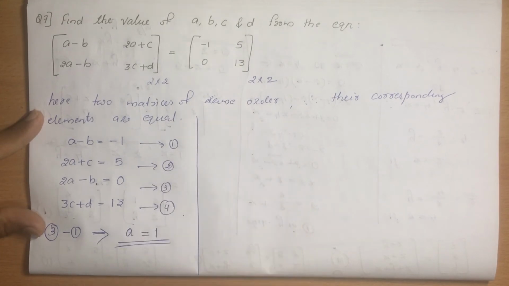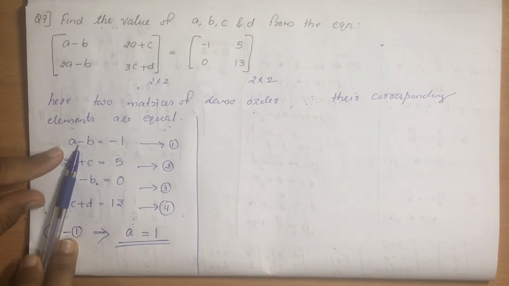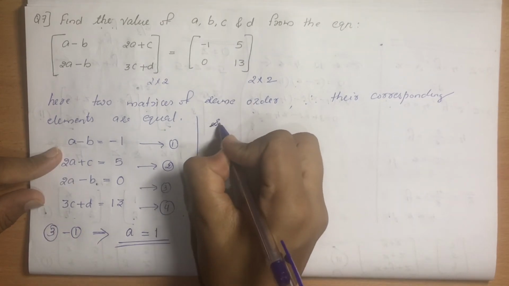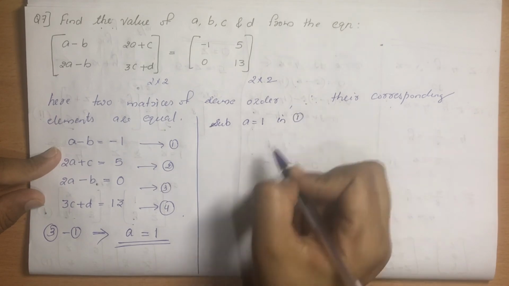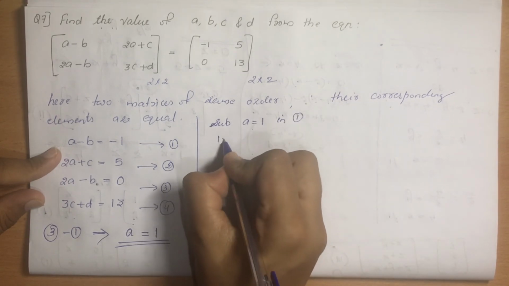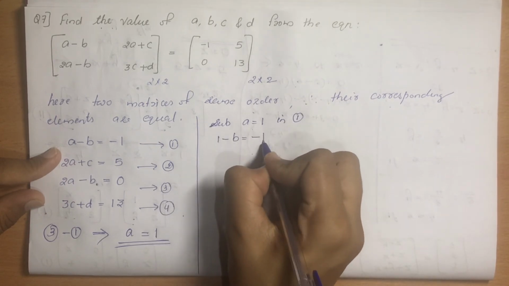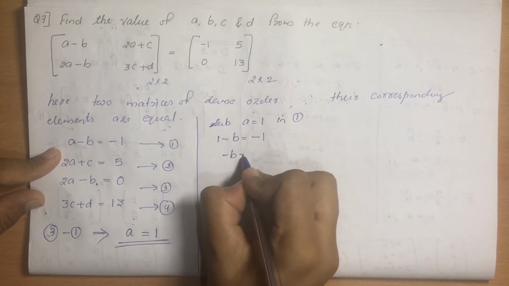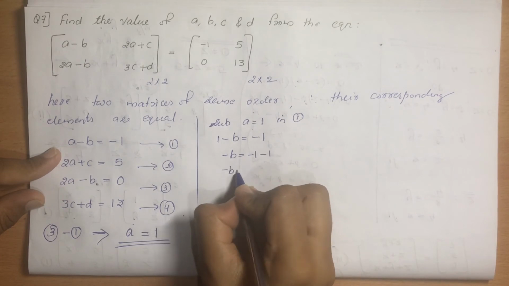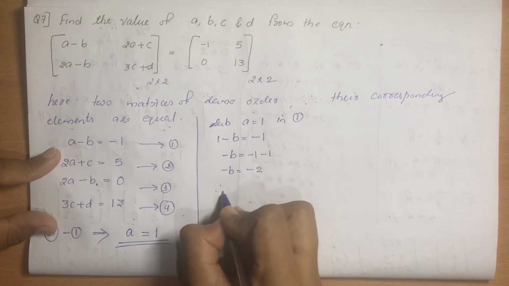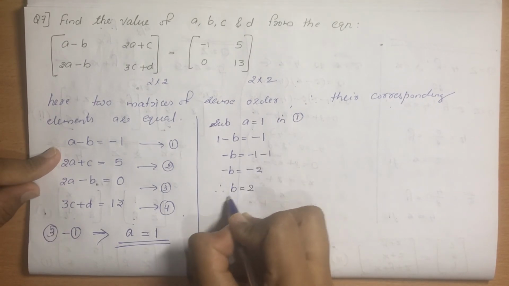If a equal to 1, substituting the value of a in equation number 1, we can find the value of b, right? Substitute a equal to 1 in equation number 1. That means 1 minus b equal to minus 1. So minus b equal to, shifting this one, minus 1 minus 1. That means minus b equal to minus 2. Therefore, b equal to 2.